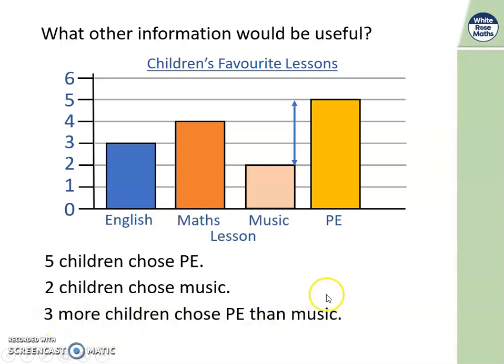3 more children voted for PE than music. You can see, you can do your take away here, your subtraction to help work out, or you can count up. 1, 2, 3. You can use the bar chart to help you.